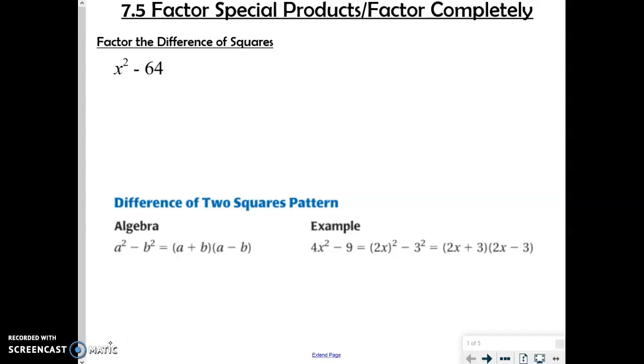Today we're going to talk about Lesson 7.5, Factor Special Products and Factoring Completely. The first example that we're going to take a look at here today is when we are factoring the difference of two squares. Obviously, in order for this to work, they have to be subtracted, and both of the terms have to be perfect squares.